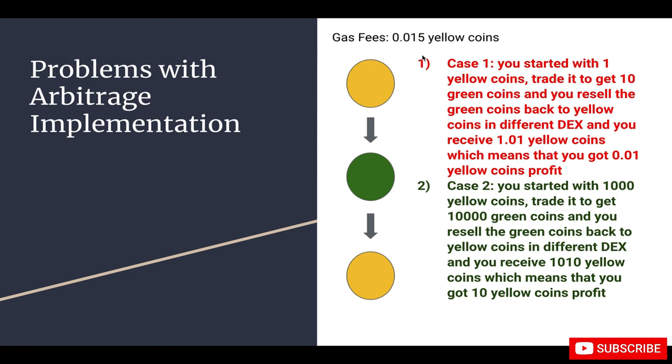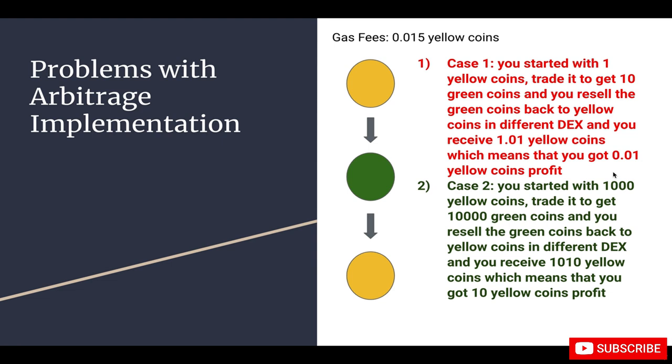It didn't even cover up the gas fees. So even though you made profit, you're still actually losing money due to this low profit. However, if you want your profit to be able to cover up your gas fees, it means that you need to generate higher profit. And in order to generate higher profit, you need to make sure that you start with a relatively bigger capital to invest, right?